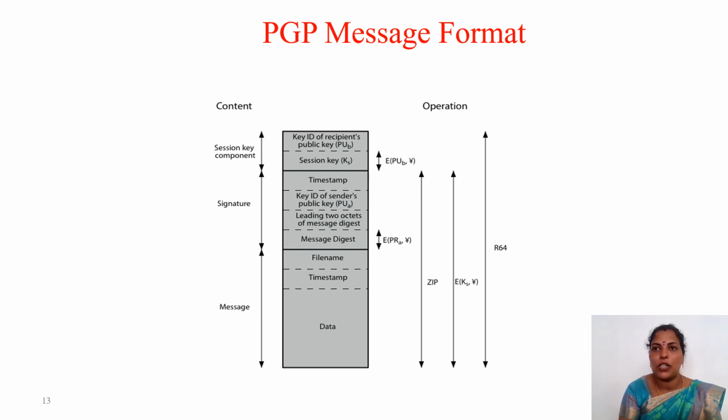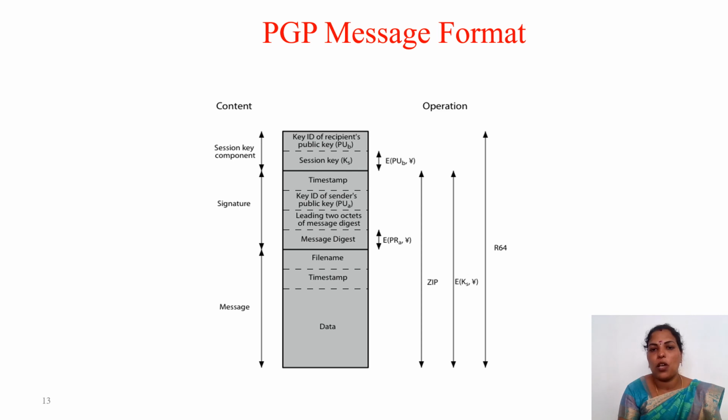For the message digest, we perform MD5 or SHA. You can use any of the hashing algorithms for the signature purpose. Then in the message, the file name, timestamp, and data are there. The ZIP consists of the timestamp, the signature, as well as the message. Then the encryption process also requires the signature as well as the message.